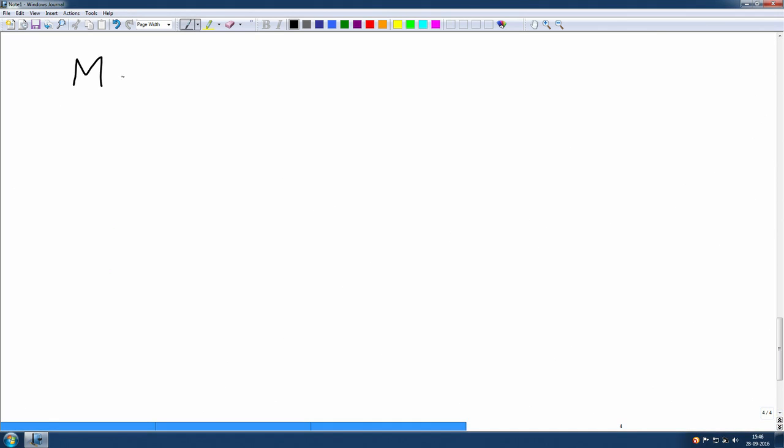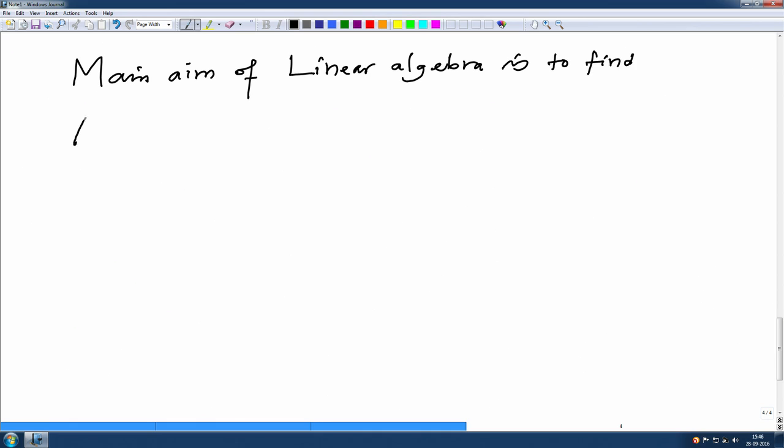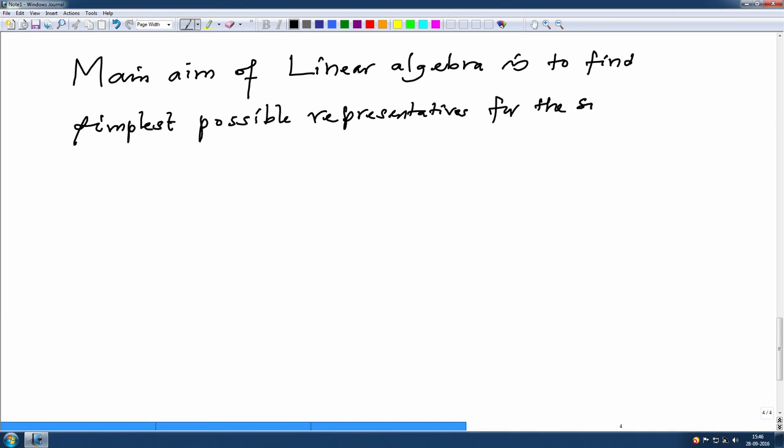The main aim of linear algebra is to give or to find the simplest possible representatives for the similarity classes of matrices.